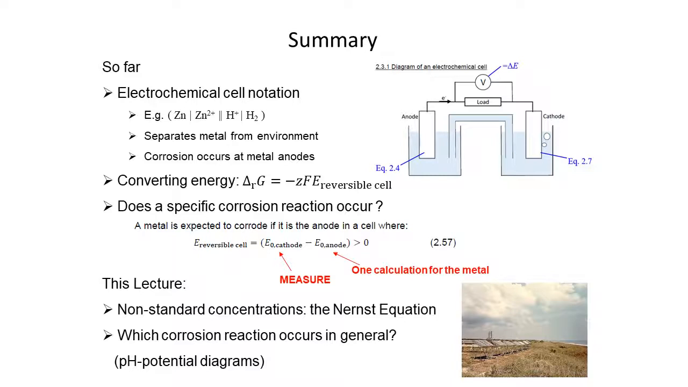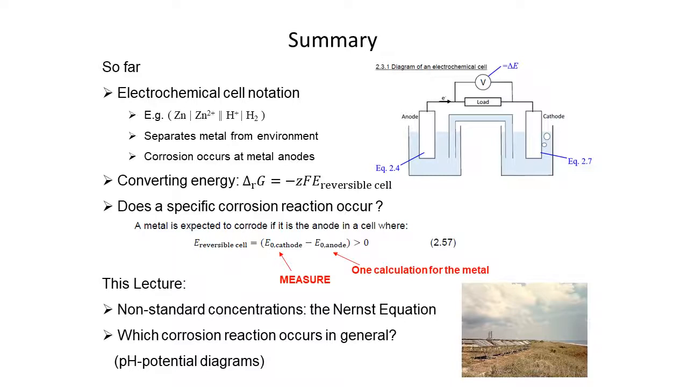What we need to do now is expand this prediction for non-standard concentrations, such as when some piece of metal is dissolving into a dilute solution of ions, like is the case when a steel boat or an oil rig corrodes in seawater, for example.